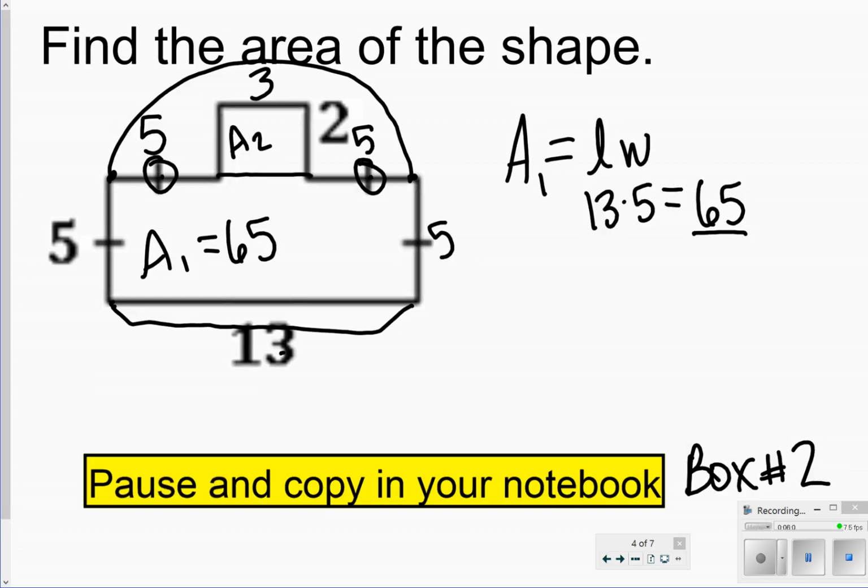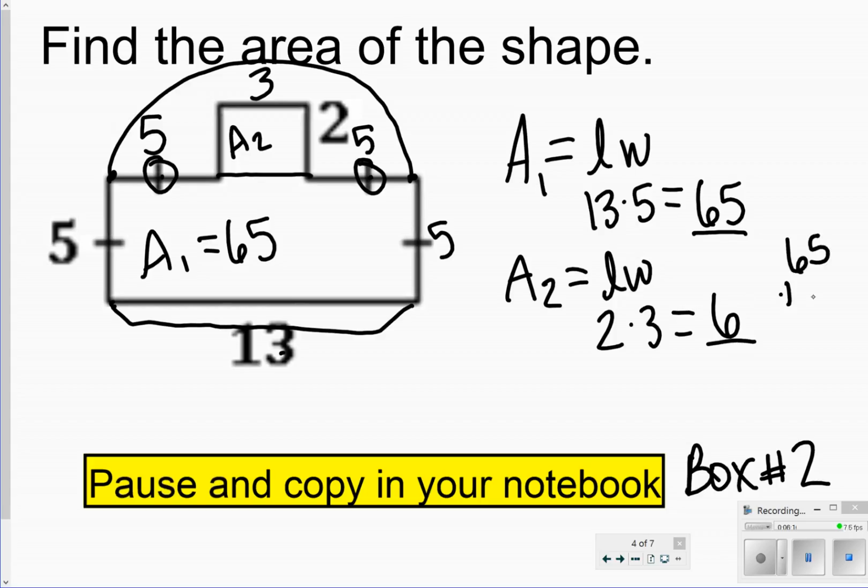So for area 2, we have another rectangle, and that's going to be length times width again, which is 2 times 3, which is 6. And when we add these two together, 65 plus 6, we want to combine our space. We know that this is going to be 71. We're going to say units squared because we don't know what the measurement unit is. Okay, so let me put over here that this was 6. Go ahead and make sure you have this information in your math notebook.